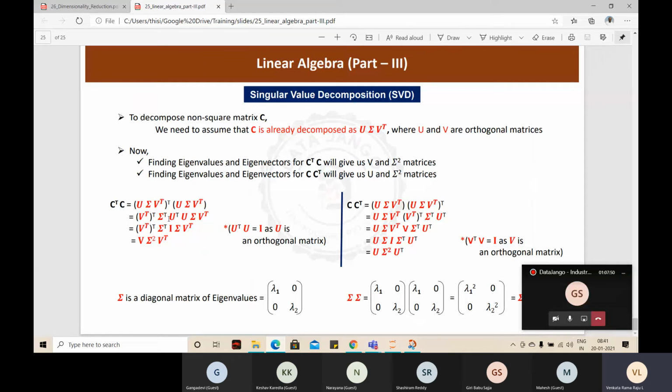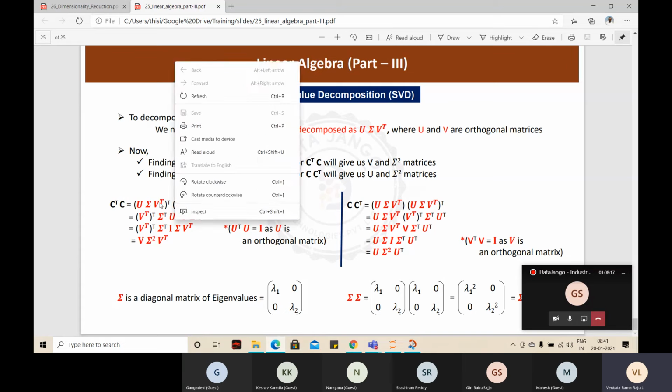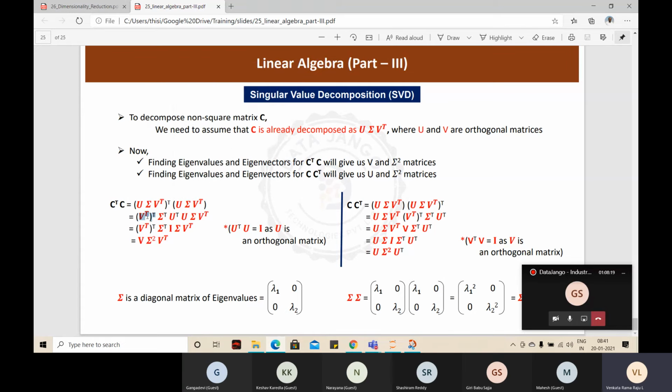I kept U sigma V transpose in place of C, and U sigma V transpose again, because I assumed that it is decomposed. Right? So (AB) transpose is equal to B transpose A transpose. If you apply transpose to this, the V transpose will go to the front, and U will come this side. This whole transpose: V transpose whole transpose, U transpose, and sigma transpose. So V transpose whole transpose is going to be V, and then sigma transpose, sigma and V transpose.